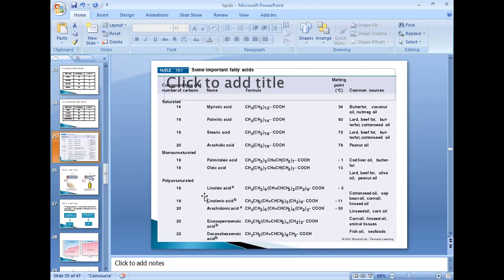Polyunsaturated fatty acids include linoleic acid with 18 carbons, having the sources cottonseed oil, soybean oil, and corn oil. Arachidonic acid with 20 carbons has the source linseed oil. Different other sources can also be available. Eicosapentaenoic acid with 20 carbons is present in corn oil, linseed oil, or animal tissues. Docosahexaenoic acid with 22 carbons is present in fish oil and other seafoods.